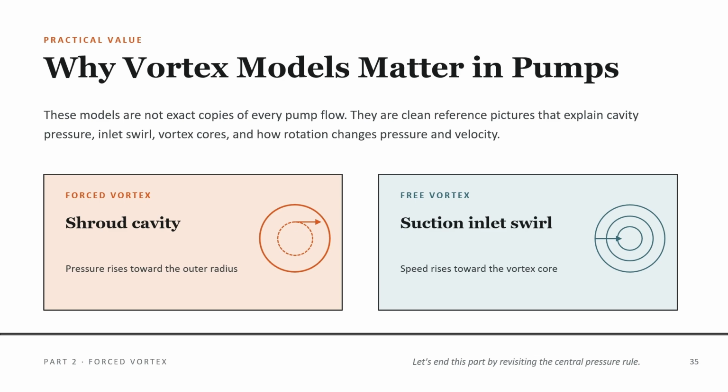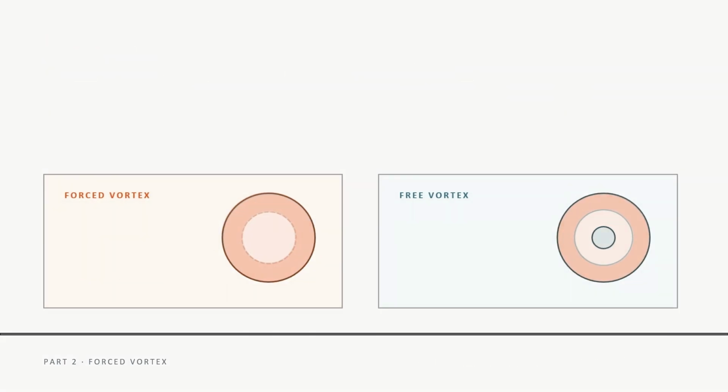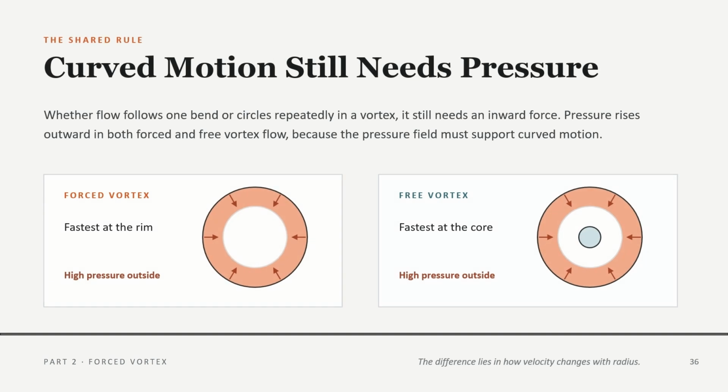Curved motion still needs pressure. Whether flow turns once through an elbow or circles many times in a vortex, it still requires inward force. In both forced and free vortex flow, pressure rises outward to provide that inward force. The important difference is not the direction of pressure rise, but how velocity changes with radius.